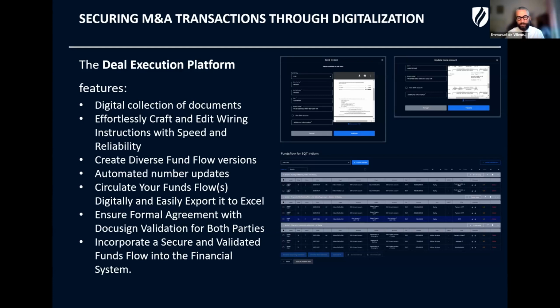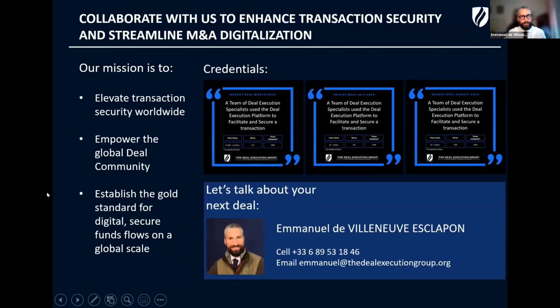What you see at the bottom right is the digital version of the actual paper documents you saw before. The two other pictures on top show how the pop-ups work when somebody uploads an invoice or bank details, and how the platform extracts this information. So this is our proposition. We've been in business fairly recently, but it has already been used on 3 important transactions for us.